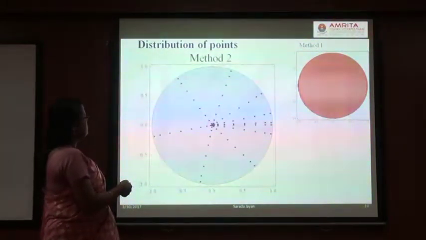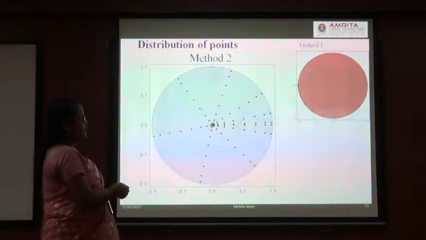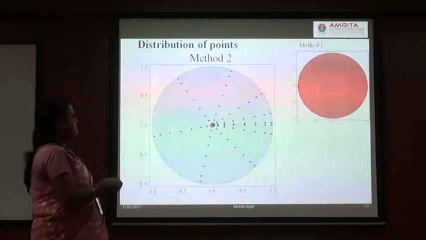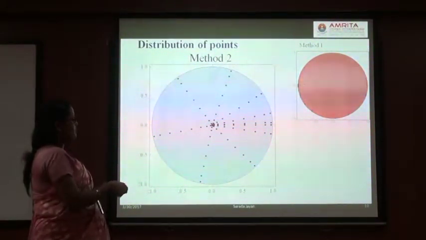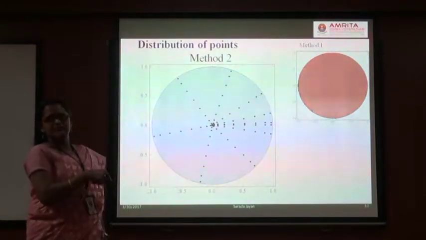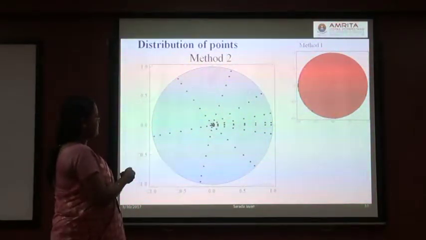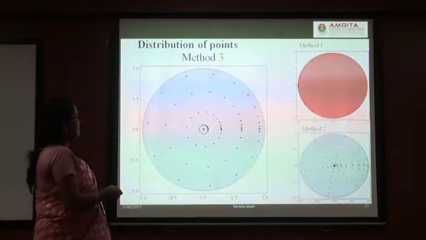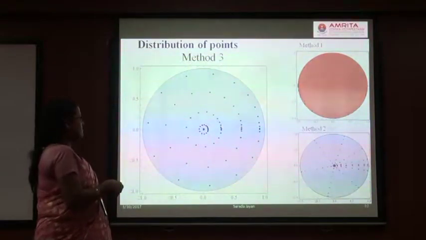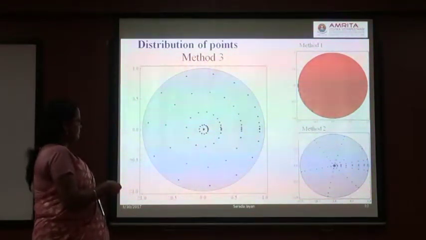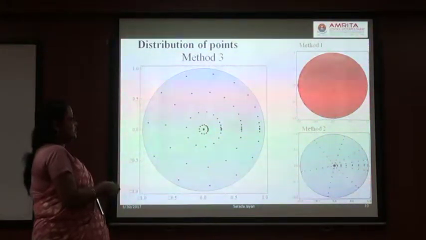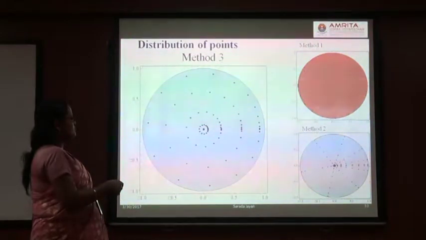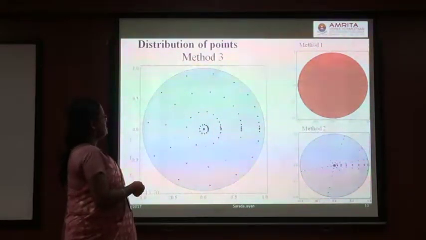Method 2 gives a different distribution of points. Here a polar transformation is used, that means a transformation which corresponds to a circular domain. So you can see that all the points are distributed in a circular fashion in order to apply the quadrature rules. And the third method gives a much better distribution. Here only 5 points are taken along one direction and along the other direction 10 points are taken.